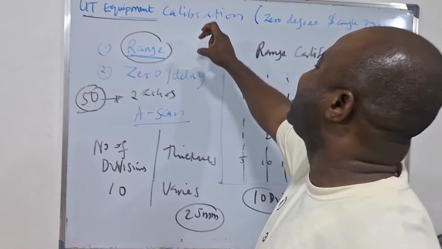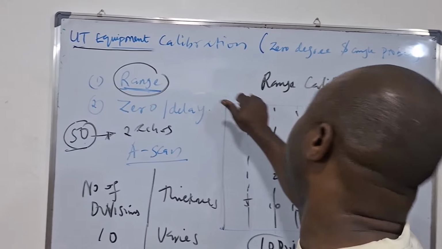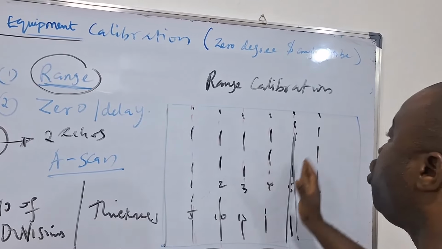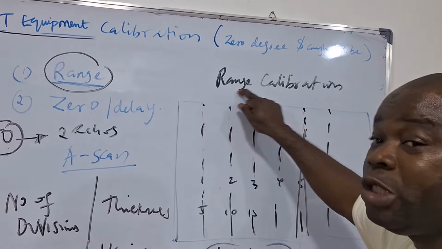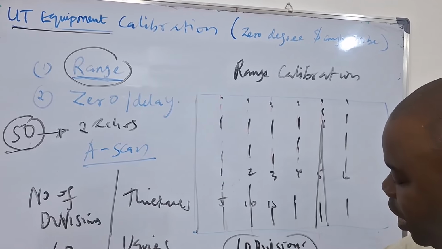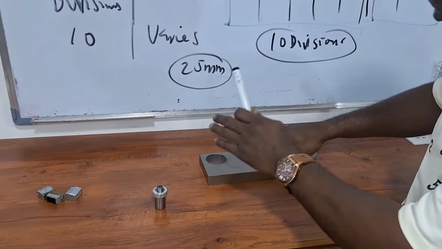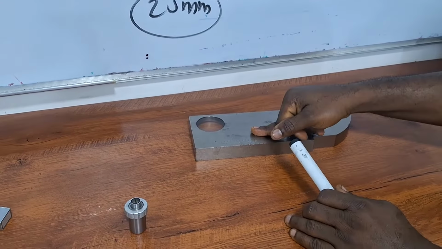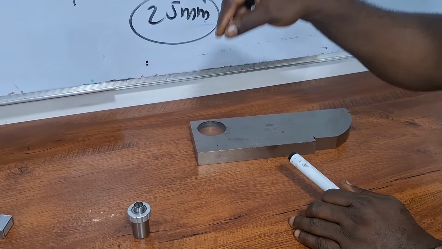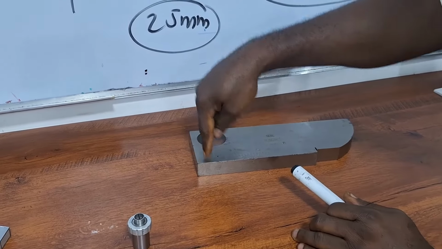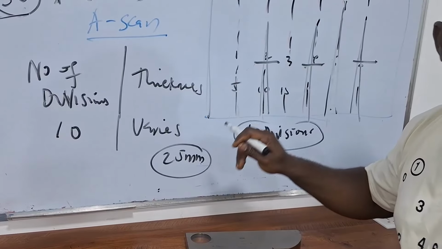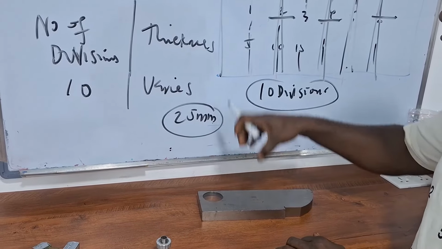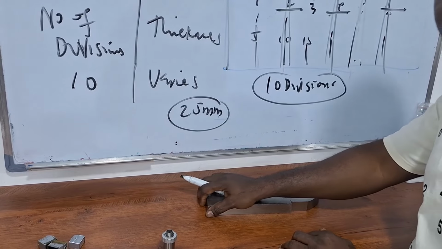So the first thing you need to decide when you are doing your calibration, the reason why we are calling it range calibration now, is because where your echoes are going to come at will be dependent on your range. So if I say I'm calibrating with this block and I want to use a range of 100 mm, the first thing I'm going to tell myself is, if I'm using this block at this depth of 25 mm for a range of 100, it means this is 25. For 100 it is going to be 4 echoes. So I'm going to get 4 echoes if I'm using 25.